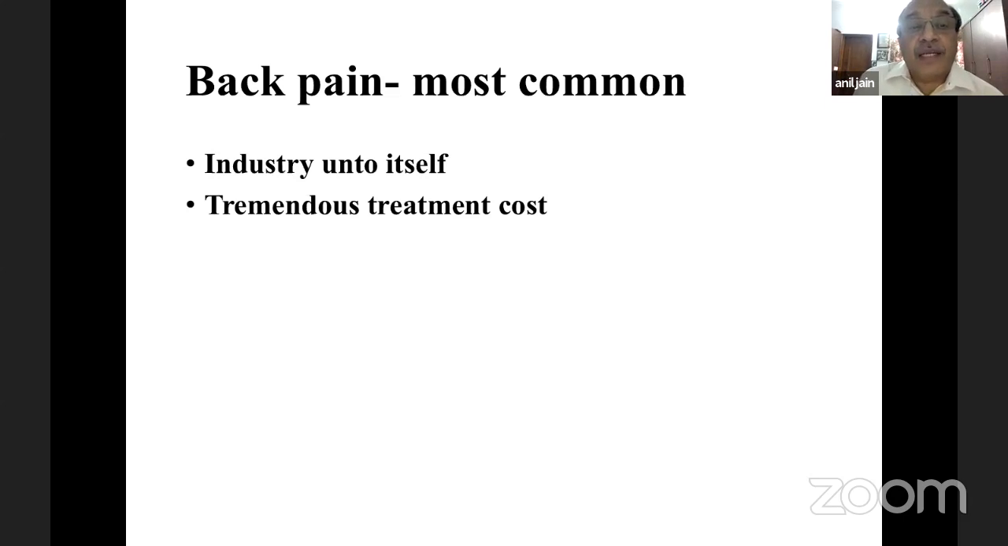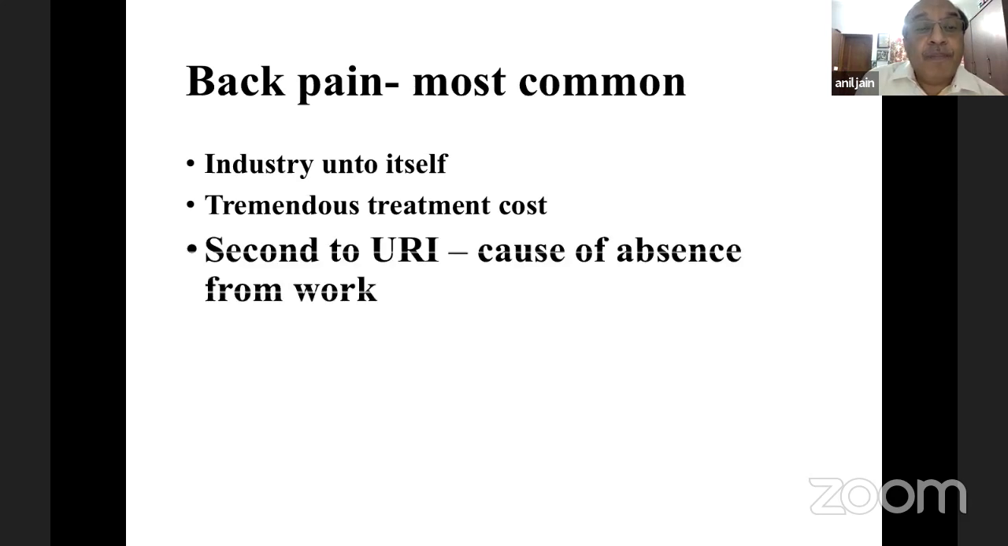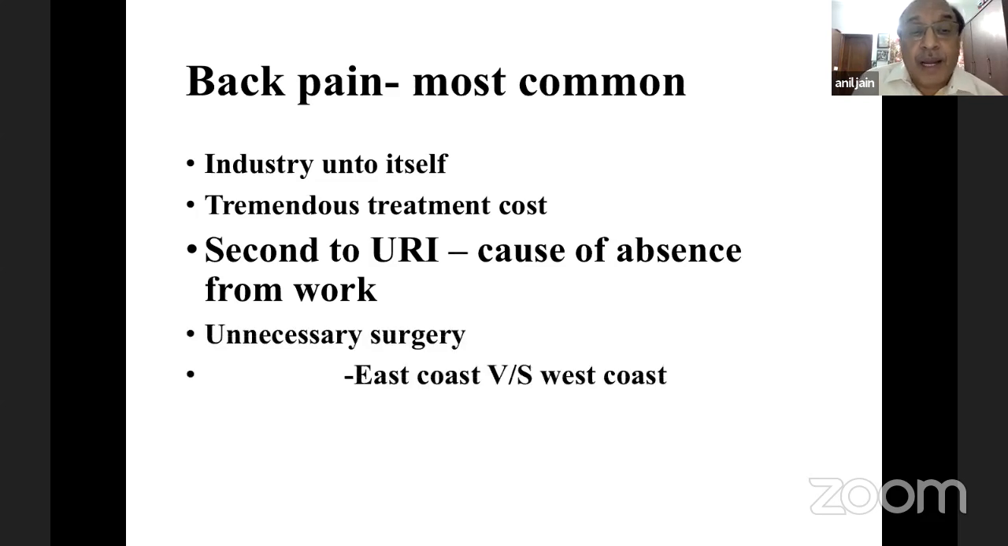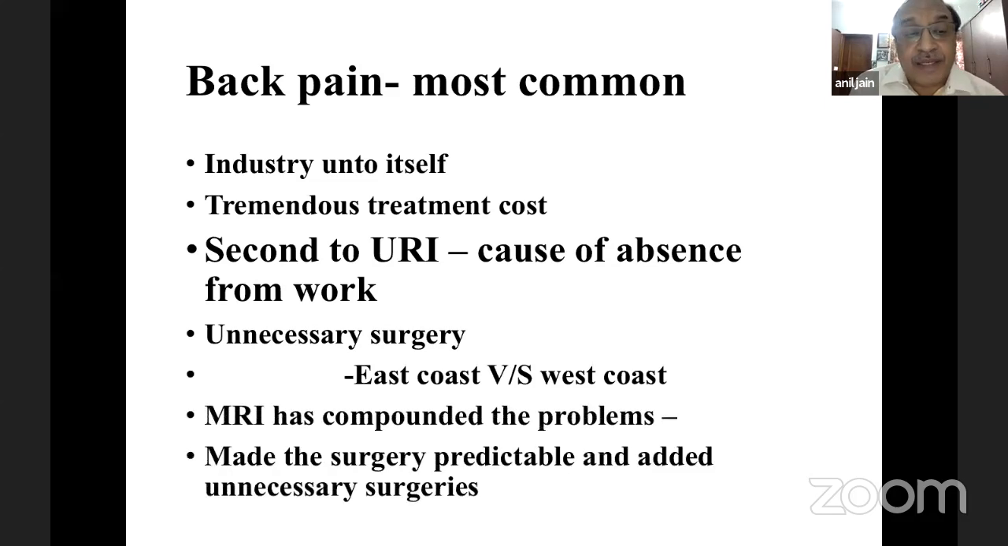There is a huge, tremendous treatment cost spent every day and every year in the world. It is second to upper respiratory tract infection as the cause of absence from work. Not only that, it is a cause for unnecessary surgery as well. McNab, in such an old book, wrote on one of the pages that more spine surgeries are done on the West Coast than on the East Coast, and not because the West Coast has a weaker spine, but because they have more spine surgeons.